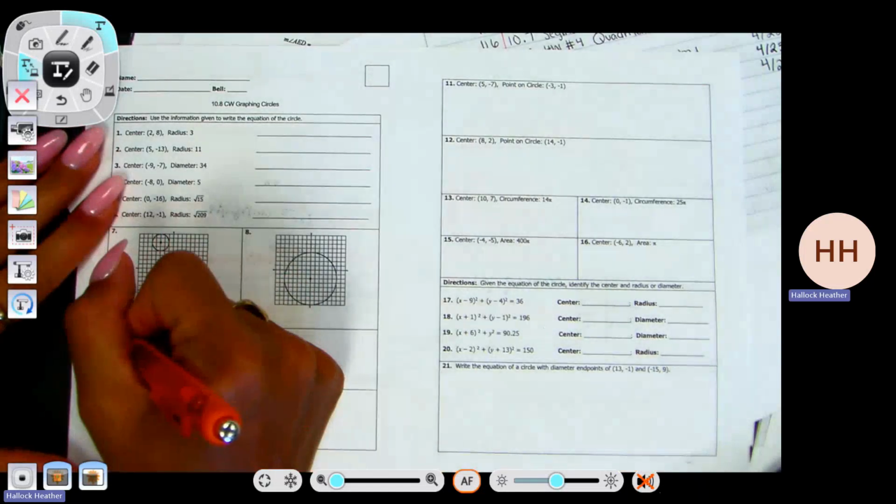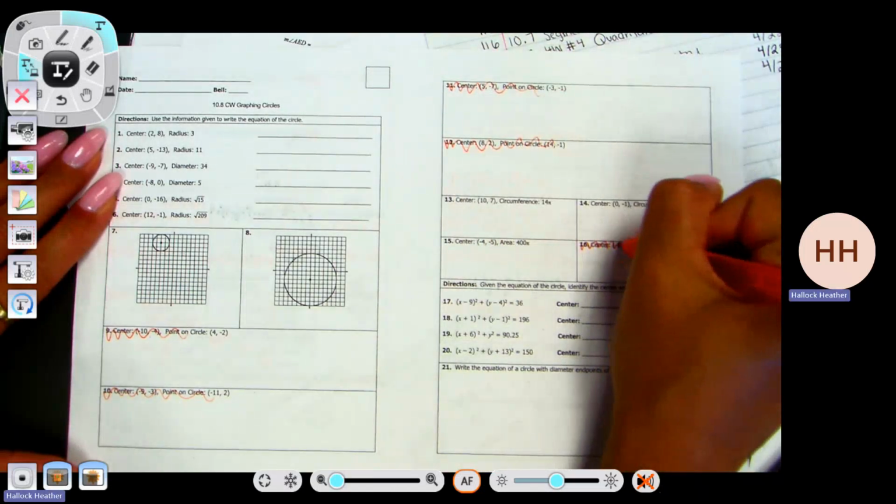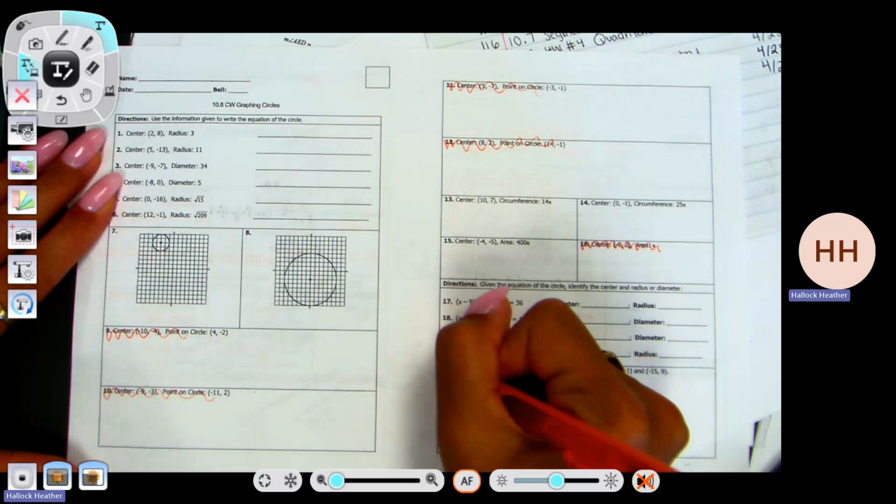So on the back, you can cross out numbers 9, 10, 11, 12, 16, 21.